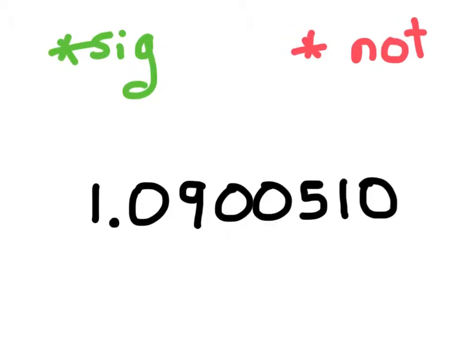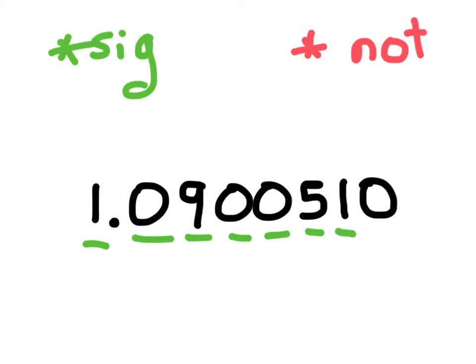Okay, here we go. How many sig figs? Pause it and count them up. Okay, how many did you get? Let's go through them one at a time. The 1 is significant because he's not a zero. The 0 is significant because he's trapped. The 9 is significant because he's not a zero. These zeros are significant because they're trapped. The 5 is not a zero. The 1 is not a zero.